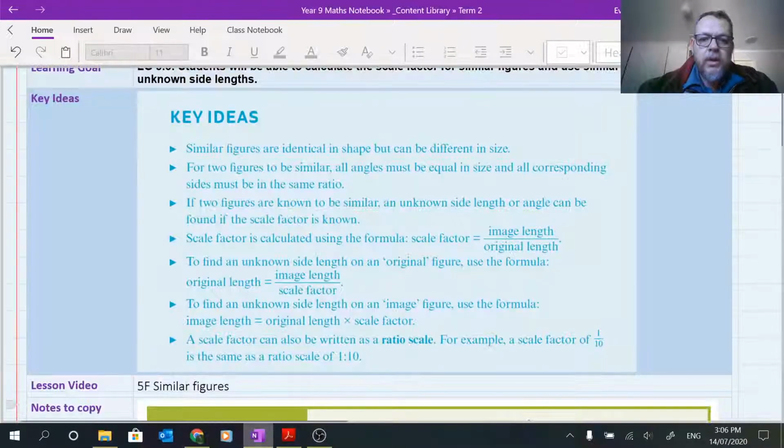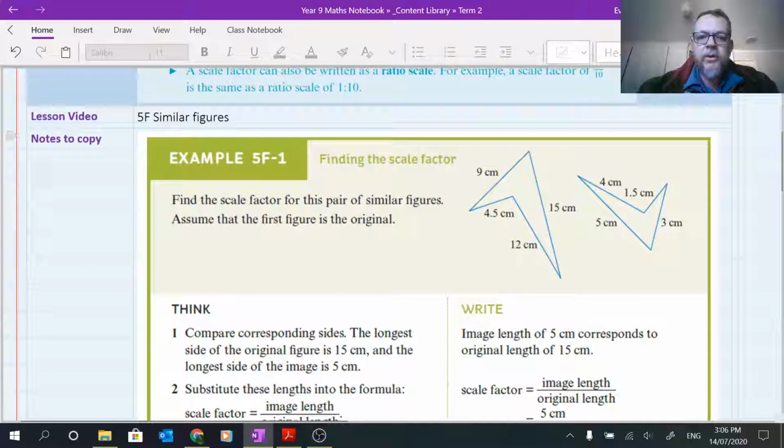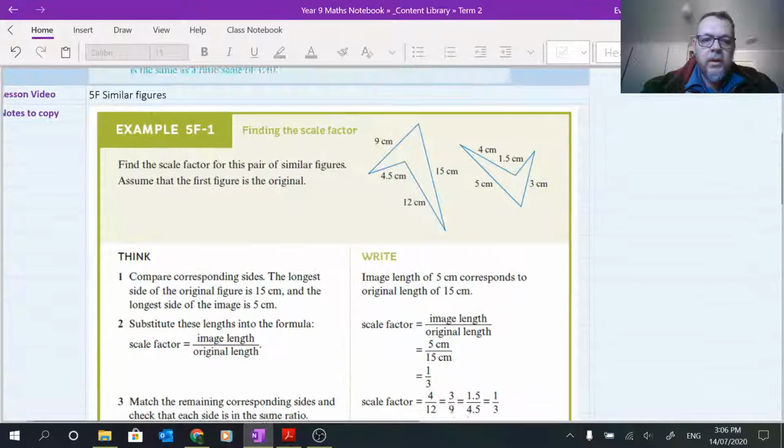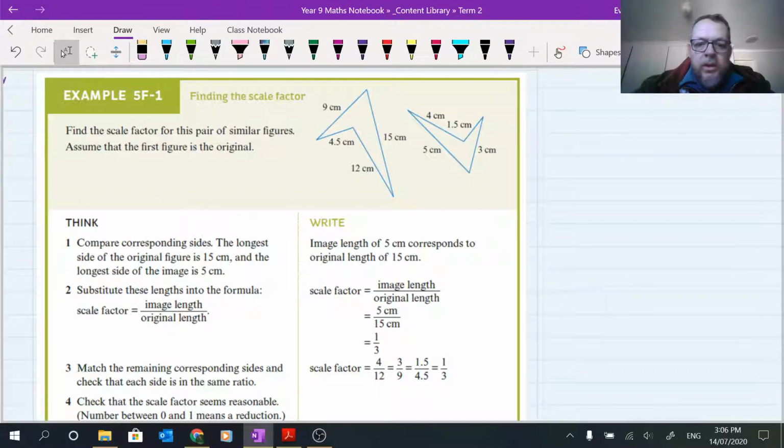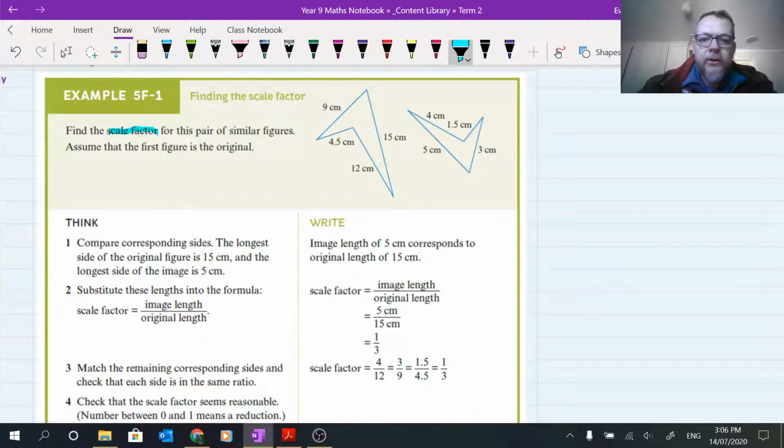Let's just have a look over here at our worked examples from our textbooks as well. So what do we want to do? We want to find a scale factor for this pair of similar figures, and we're going to assume that the first figure is the original. So let's just have a look at the question. We want to find the scale factor. So that's the first thing. So we just need to find some corresponding sides.